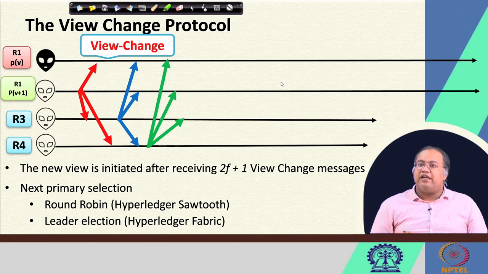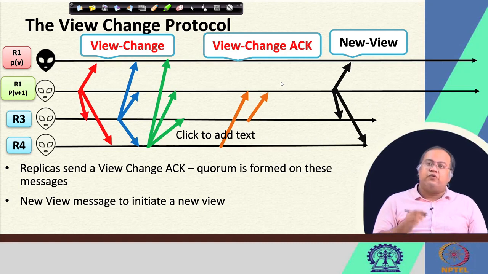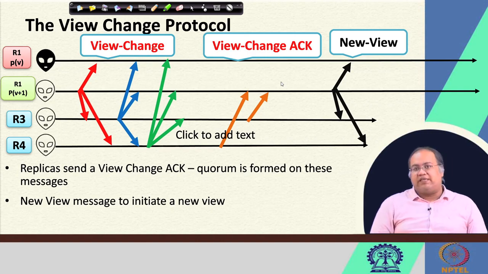Initially there is a view change message, followed by the view change ACK once you have received 2f plus 1 view change messages. Once the newly elected replica receives 2f plus 1 view change ACKs, meaning it reaches the quorum, it then sends the new view message. This new view message helps initiate a new view in the system, and the system moves from view V to view V plus 1 with a newly elected primary, and then starts the PBFT algorithm in rounds, the same PBFT algorithm that we discussed earlier.